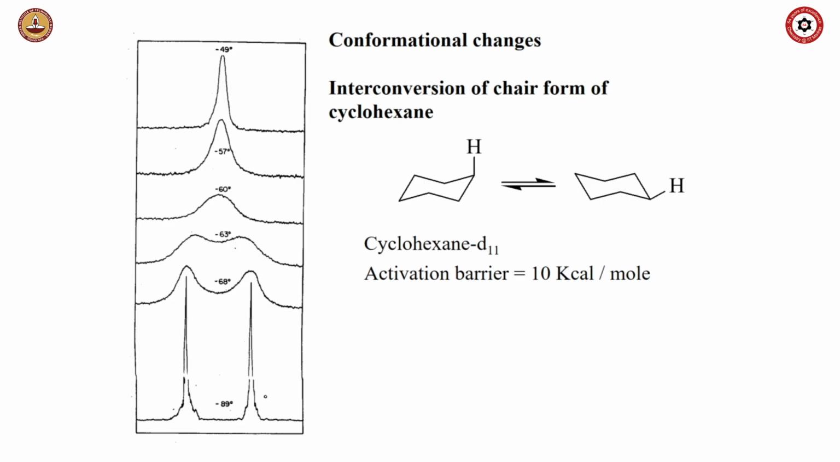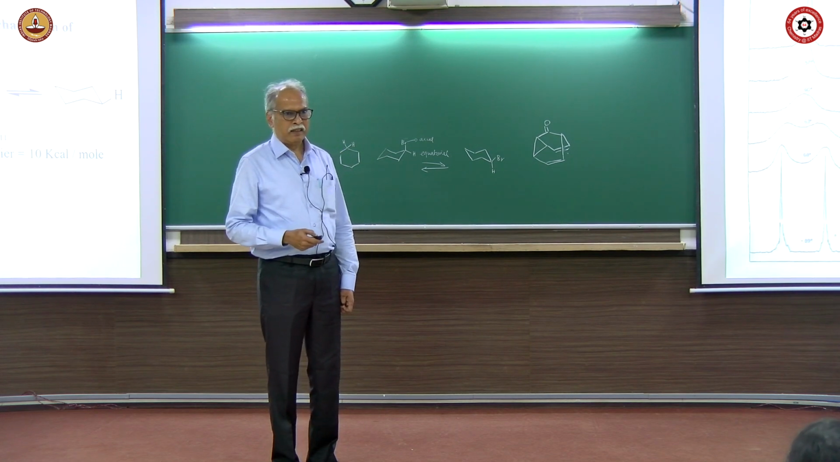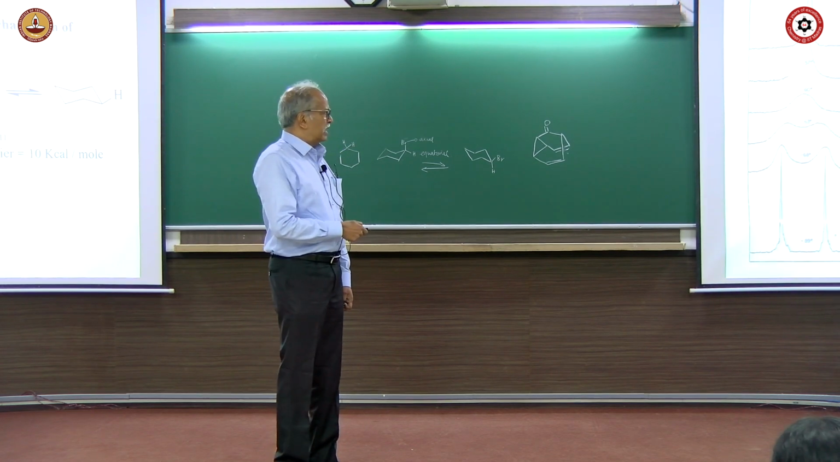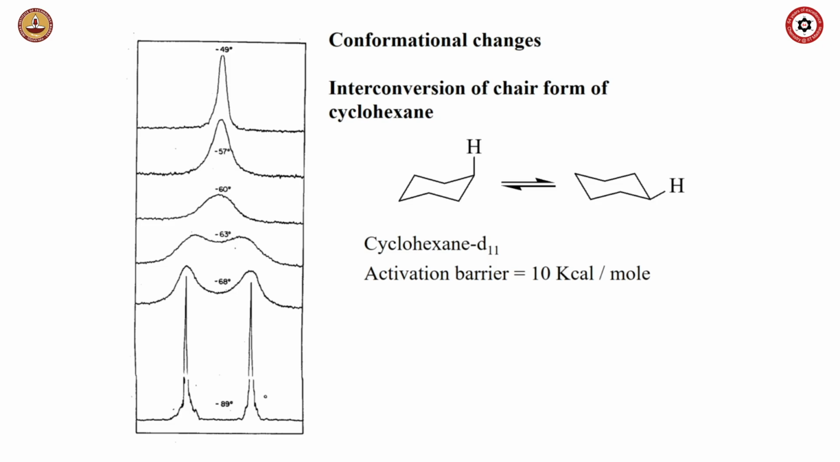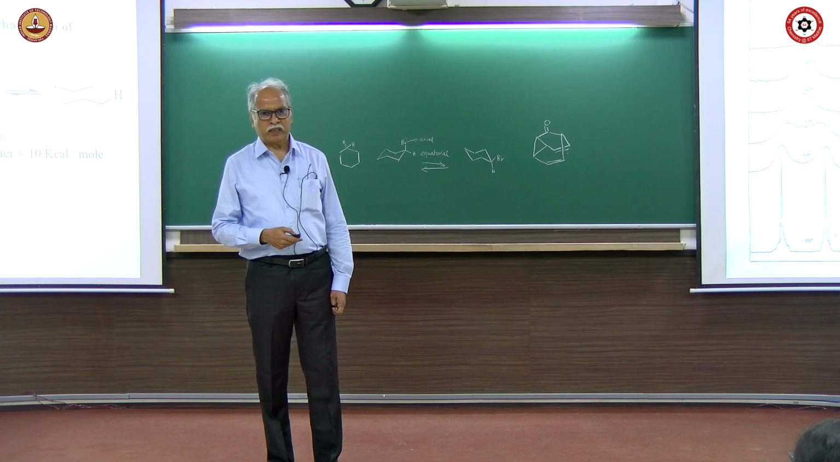Now this compound is a D11 compound. Only one hydrogen is left in cyclohexane, so that you can conveniently study one hydrogen to be either in the axial position or in the equatorial position. And all the other hydrogens are replaced by deuterium. When you are observing NMR of proton, you will not see deuterium. That is the advantage of this experiment.